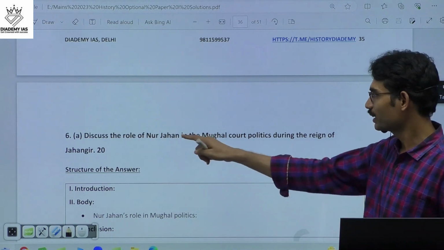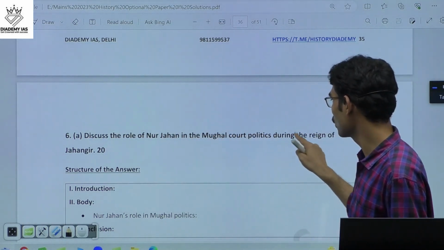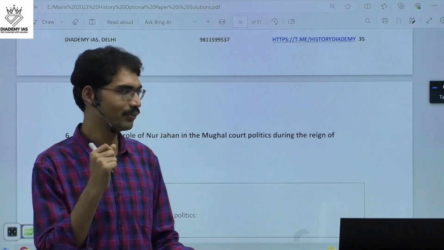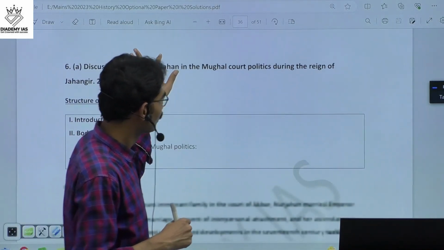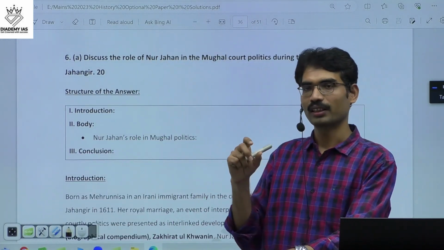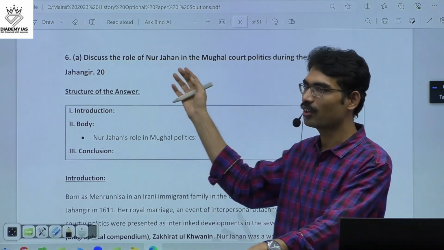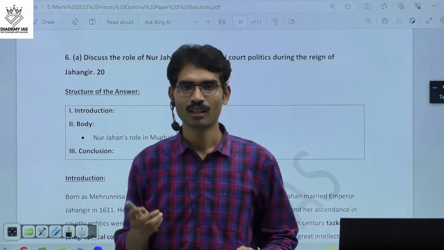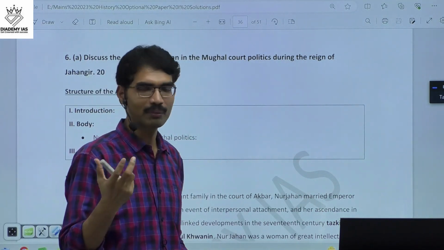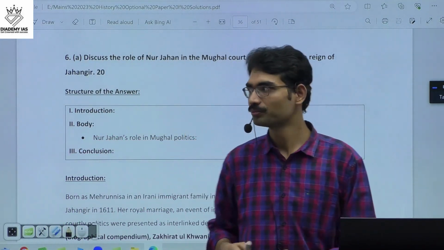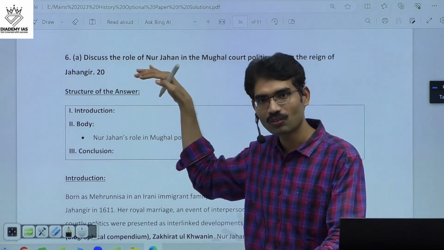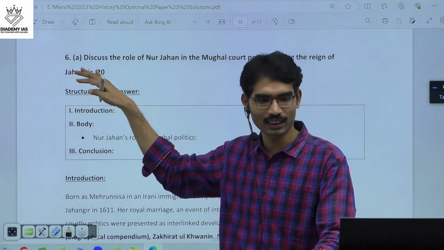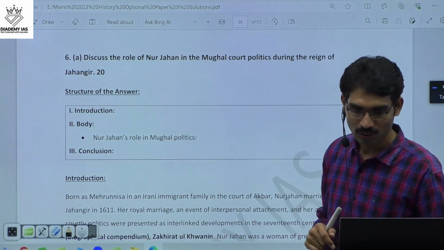Sixth question. Discuss the role of Nur Jahan in the Mughal court politics during the reign of Jahangir. And this is one of the very unconventional ones. You can say, indirectly, the role of women or women empowerment. You can consider that angle also. Because on Rajia Sultana, a question can be asked, that is one area. Now, Nur Jahan is one question after a long time. I think maybe for the first time, a question directly on Nur Jahan.